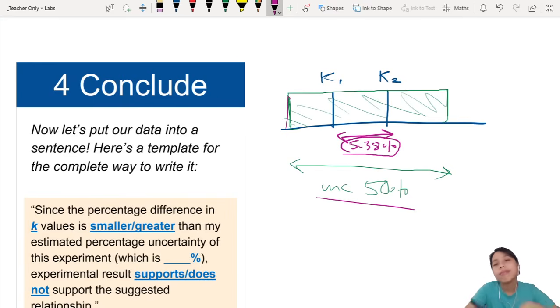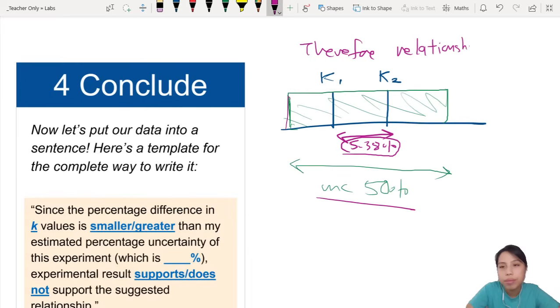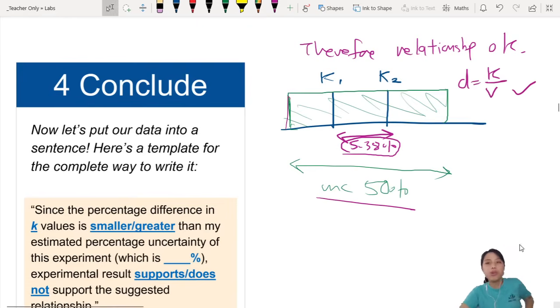So then you say, okay, test done. Therefore, your suggested relationship is supported. Therefore you have D equals K over V, correct. They approve, like that.